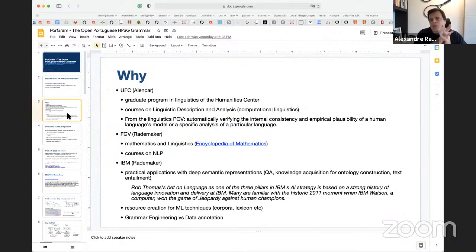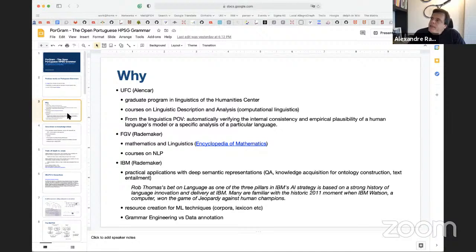Okay, so the first question is why, right? Why do we want to implement a grammar for Portuguese? I have many answers for that. From Leonel's point of view, of course, he works in a graduate program in the linguistics department in the Humanities Center. He teaches courses on linguistic description and analysis, so computational linguistics, right? It's completely his area of research.